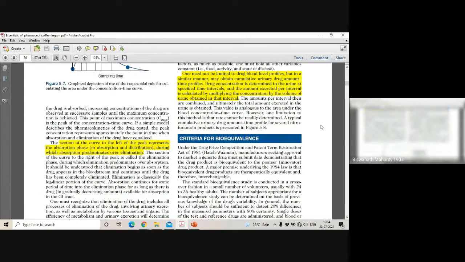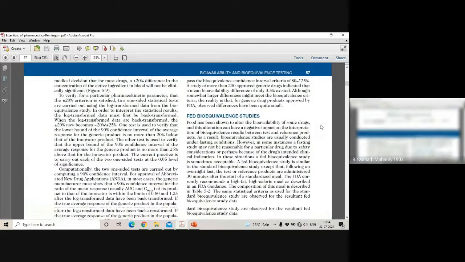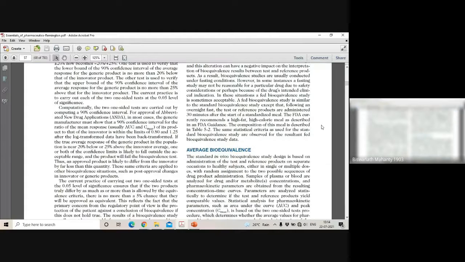Now, those bioequivalence things we already discussed, 90% confidence level, all those things. We are taking around 20 to 30 individuals. For each of them, I am measuring blood concentration or urine concentration also. And then I'm taking an average.